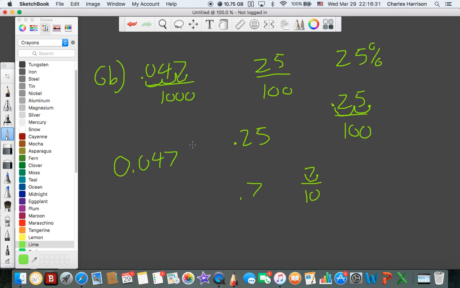Now the question at hand is, what is it rounded to the hundredth place? Well, when we round to the hundredth place, we round to the second place value right here after the decimal, and it's currently at 4. But we look at this number here to the right of it, and is that greater than or equal to 5? It is. So the answer is 0.05. That is the answer, ladies and gentlemen.